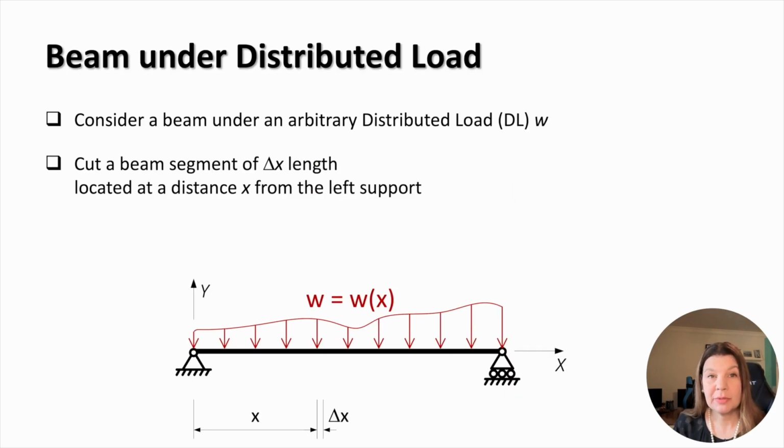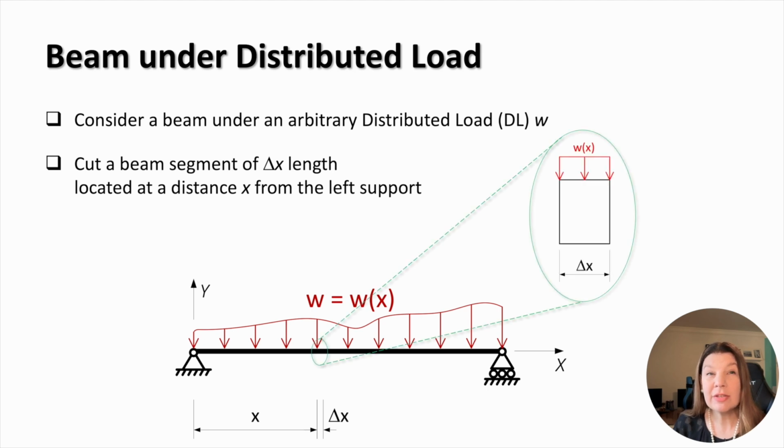First, we consider a beam subjected to an arbitrary distributed load. To investigate how the internal forces vary along the beam, we isolate a very small beam segment of the length delta x, located at a distance x from the left support. We will now examine the equilibrium of this small beam element.